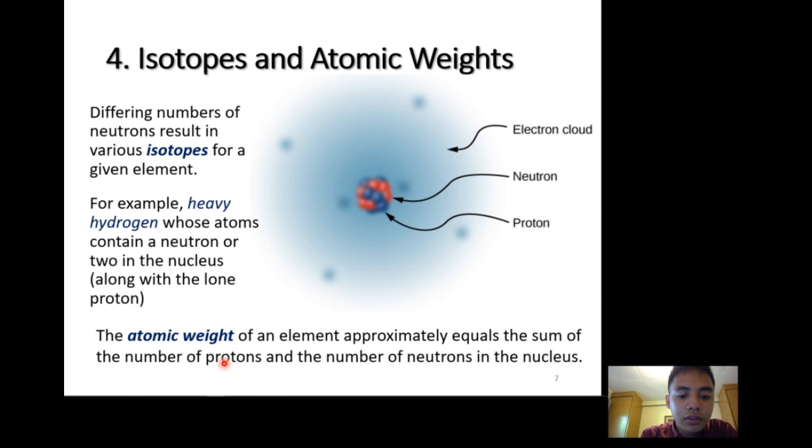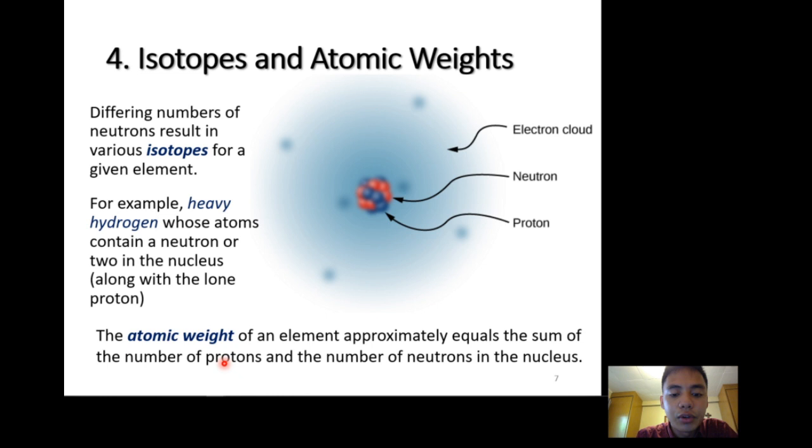Okay, so that's the atomic weight of an element approximately equals the sum of the number of protons and the number of neutrons in the nucleus. So that's simple chemistry in that sense, no? Then we go to the ions.